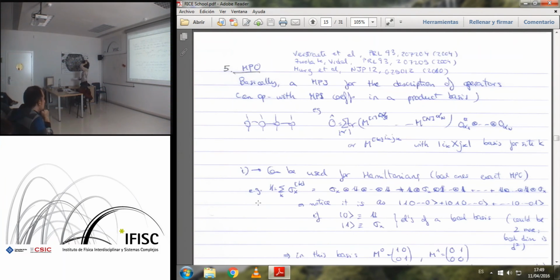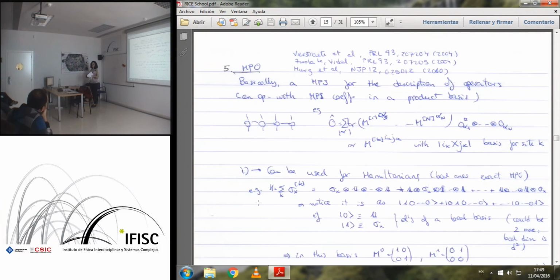Right? So you take the vector space, you take a local basis, and then you just look at vectors where each coefficient is a product of matrices. This is matrix product states. Well, you can do this in any vector space. It doesn't need to be the one of states in the vector space. It could be the one of operators, right?